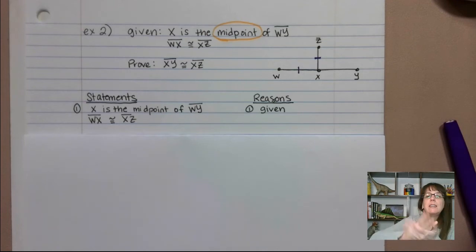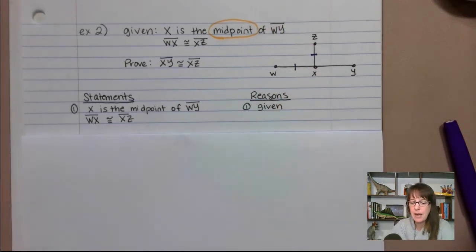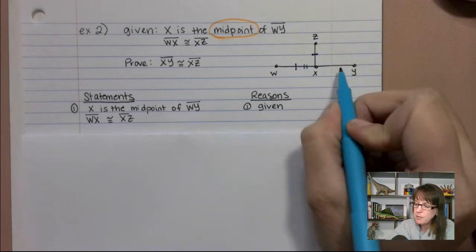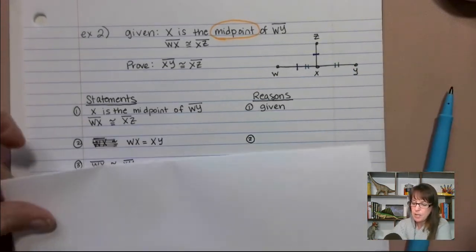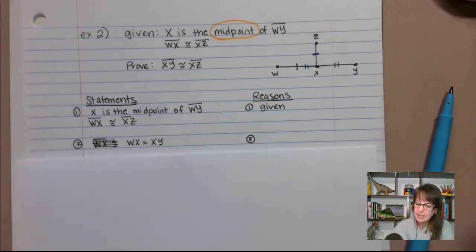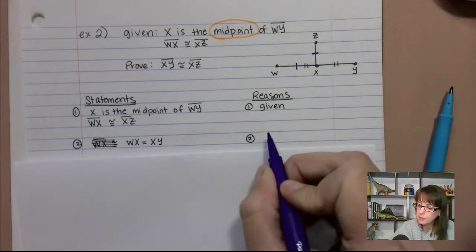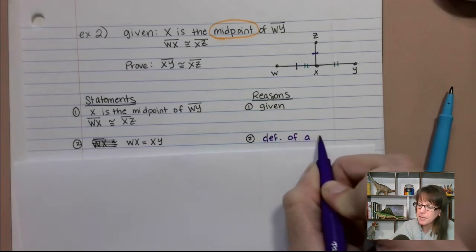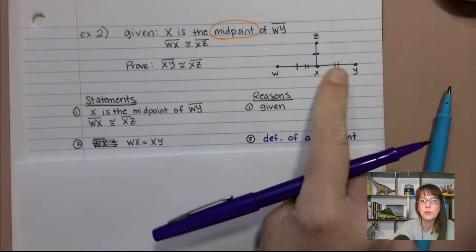So in this case, if X is the midpoint of these two, then that means, and you'll find it's nice if you have colored pens or pencils to be able to mark these, we know WX is congruent to XY. They equal each other. So what we're going to do is say WX equals XY because of the very definition of a midpoint. The definition of a midpoint tells us that these two things are going to be equal to each other.